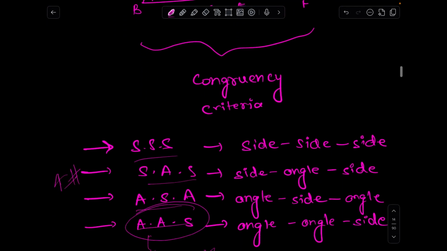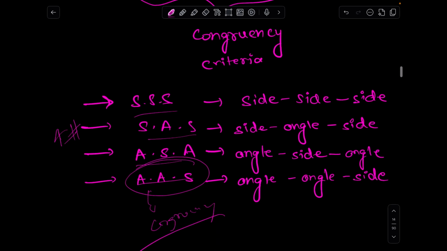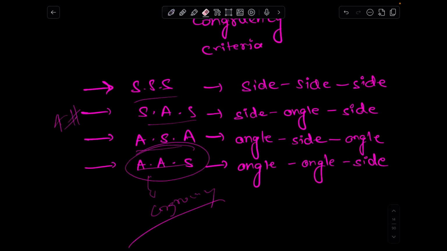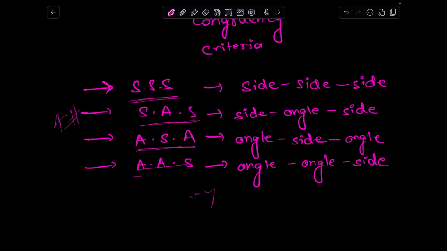So there are four congruency criteria that two triangles need to follow to be counted as congruent triangles. There is triple S, SAS, ASA, and double AS. I have written the names of these here. You can check these out, and you can also see some video.